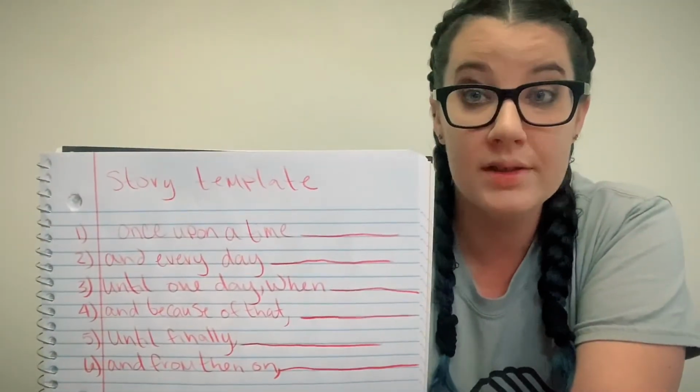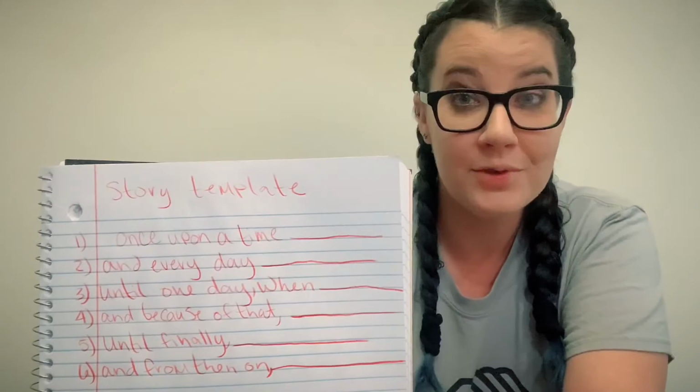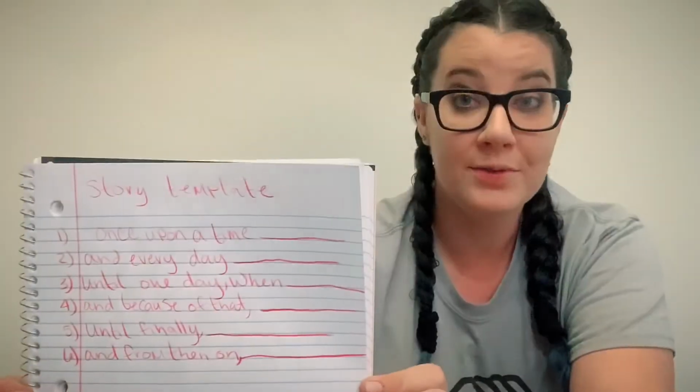So those are just some ideas to help you get the creativity and get the ball rolling on some story ideas. If you're still having trouble writing a story, even with your bags of suggestions and the junkyard storyteller activities, I have a story template that might help you. First, once upon a time and every day, until one day when, and because of that, until finally, and from then on. Using this template will help you get the hang of how a beginning, a problem, a fix, and an end works until you can craft your own stories without the template at all.